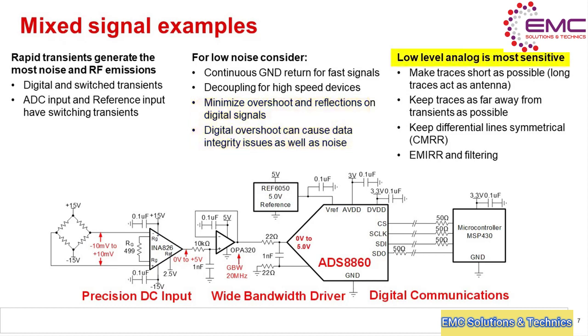The sensitive low-level analog may not be a source of noise, but it can be easily corrupted by noise, causing large measurement errors. Minimizing trace length for low-level signals and keeping them away from transients can help prevent noise coupling. Using differential lines and proper filtering can also reduce the impact of noise on analog devices. Throughout today's presentation, all of these concepts will be discussed in detail with emphasis on proper PC board layout.